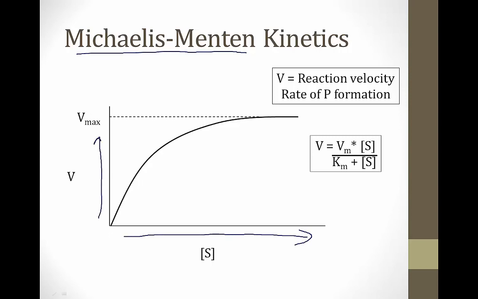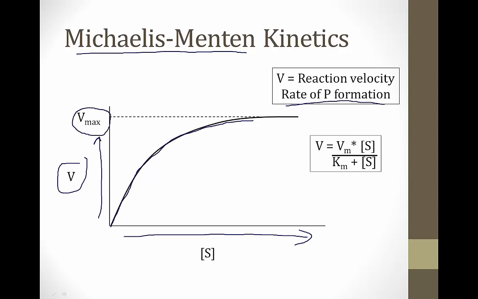The rate of formation of P they called V for velocity. That means how quickly P was being formed. It might be moles per minute or moles per hour. They called that the velocity of P formation, and they plotted that on the y-axis and S on the x-axis. And what they saw is that the majority of enzymes follow a nice hyperbolic curve like this that picks up speed but then plateaus out at some maximum velocity, which they called Vmax.